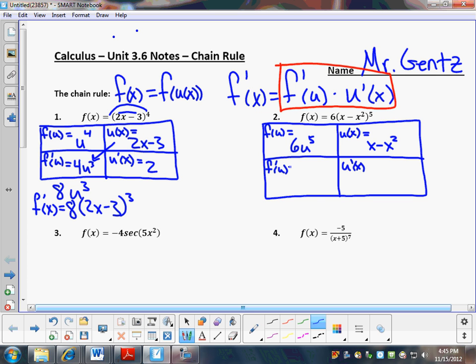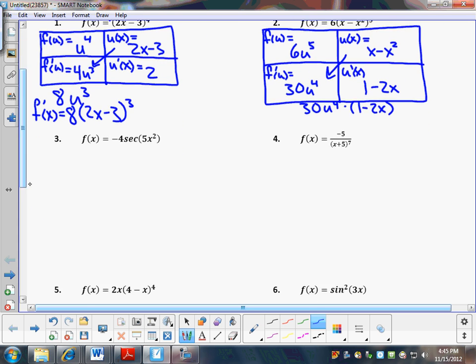Now I take the derivatives. 30u to the 4th and 1 minus 2x. Remember the arrow. That means that we substitute x minus x squared back in for u. So if you multiply these together, 30u to the 4th times 1 minus 2x, remember to substitute that part back in. You would have 30 times (x minus x squared) to the 4th, times 1 minus 2x.